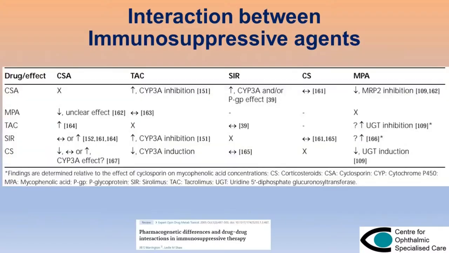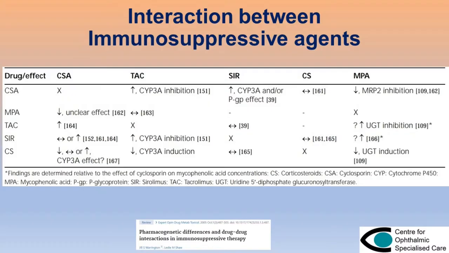So this is a table which summarizes the interactions between the immunosuppressive agents. As we talked before, cyclosporine actually increases the levels of tacrolimus. The interaction with the steroids is very variable, so we have to be careful and monitor our patients having concomitant cyclosporine and corticosteroid treatment.